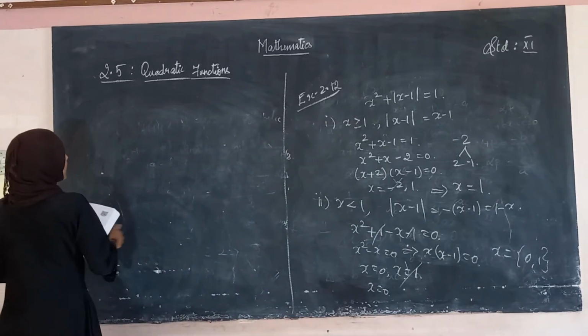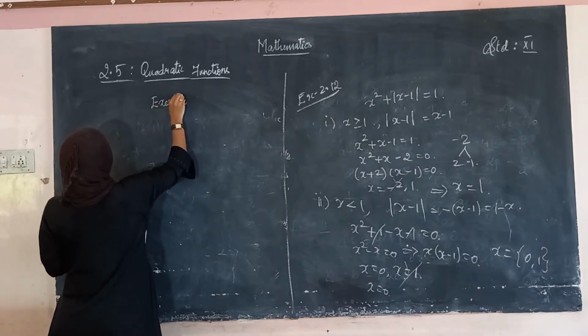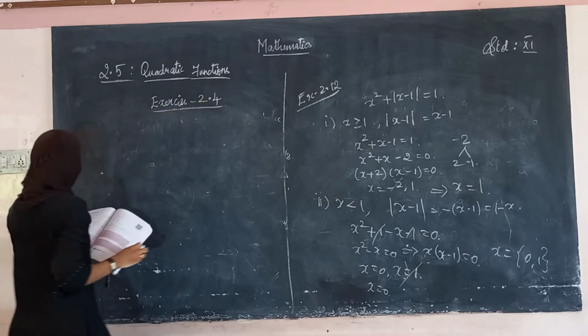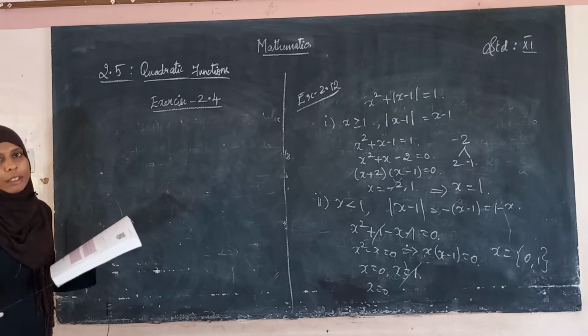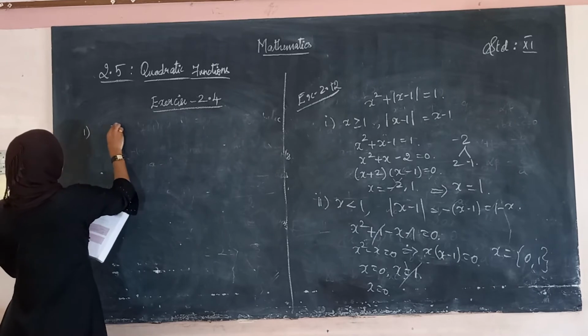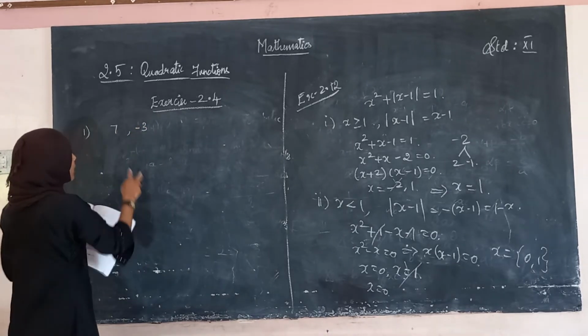Exercise number 2.4. See the first question. Construct a quadratic equation with roots. They have given two roots, and with that we have to find the quadratic equation. The roots are 7 and minus 3.